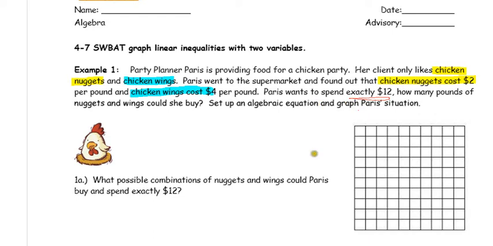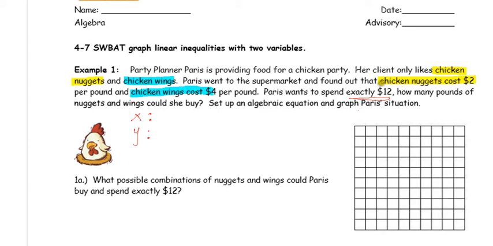We're going to set up an algebraic equation to graph her situation. So we're going to start today by setting up an equation. Now, if we're setting up an equation, we're going to be graphing. Let's go ahead and use variables x and y. Here's what you're writing in your notebook. So x and y. We're going to define these variables really quickly.